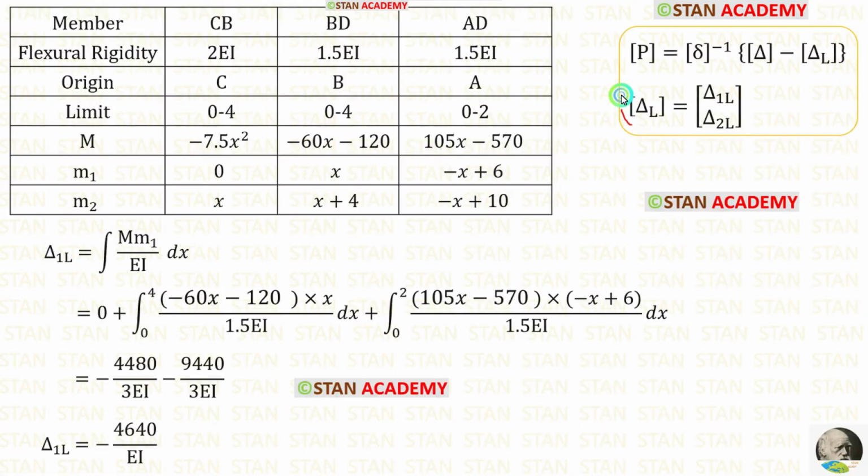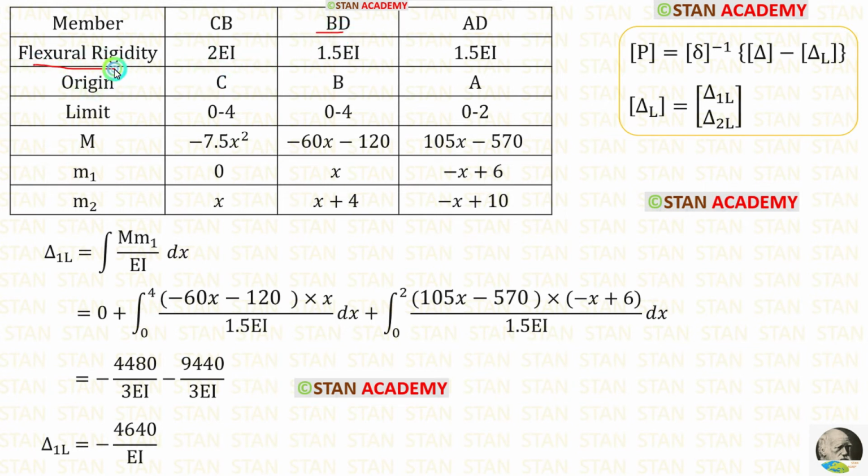Now let us make delta L matrix. In the matrix, first let us find delta 1L. The formula is integration of m m1 upon EI dx. Let us take the portion CB. When we multiply m into m1, we will get 0. So no need to make the integration. Now let us take the portion BD.